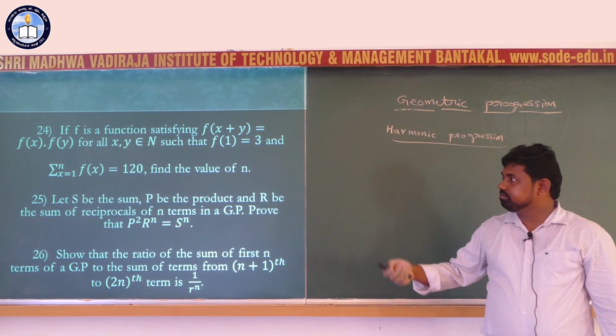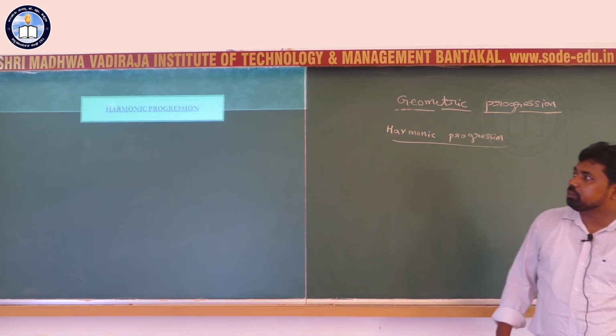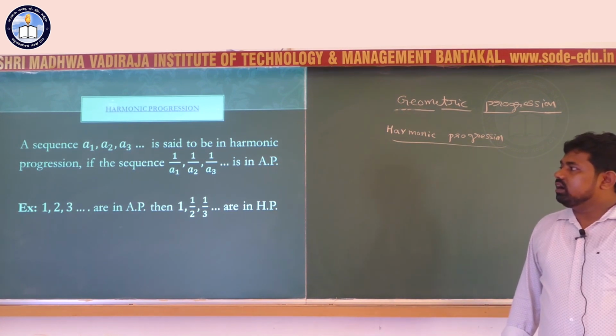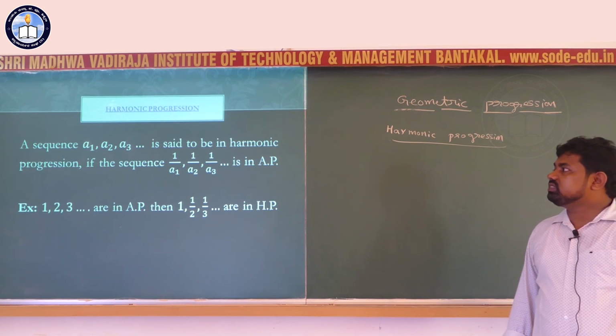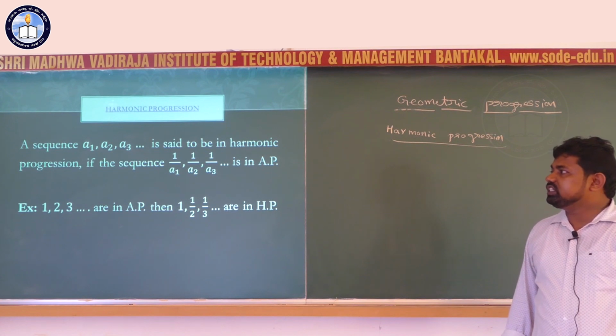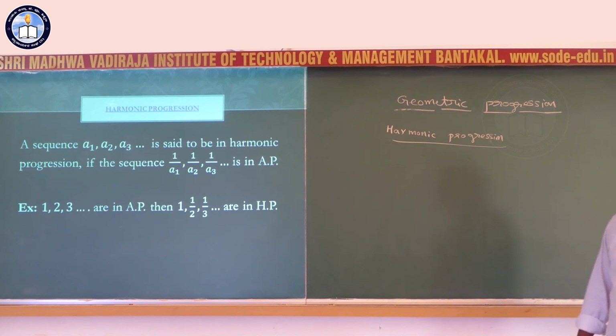Next, harmonic progression. A sequence a1, a2, a3, dot dot dot is said to be a harmonic progression if the sequence 1 by a1, 1 by a2, 1 by a3 is in arithmetic progression.